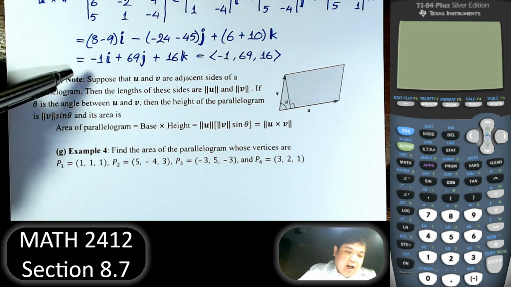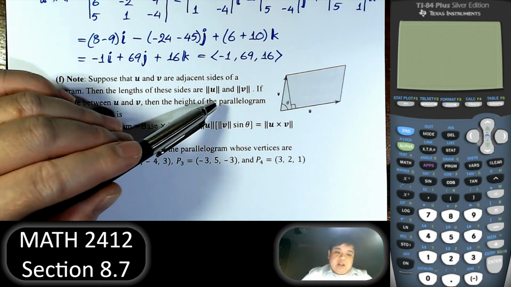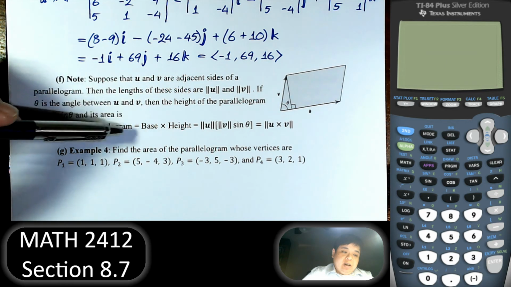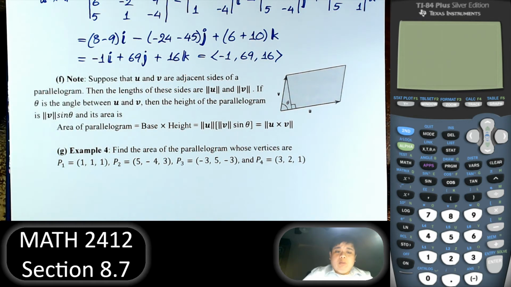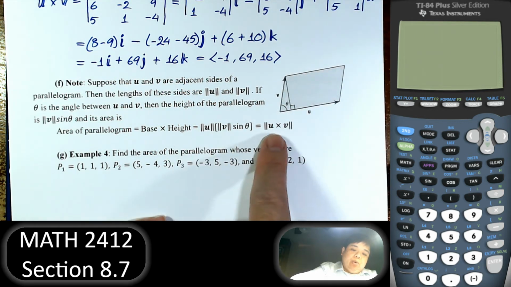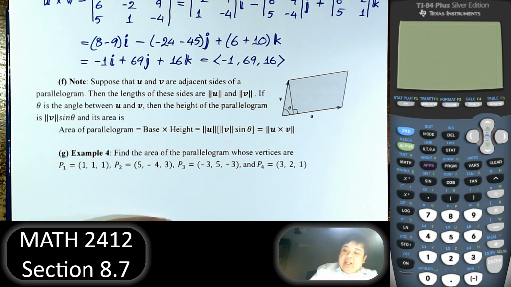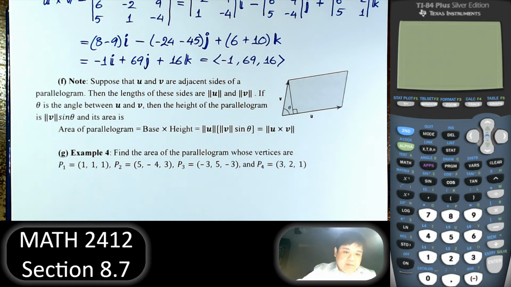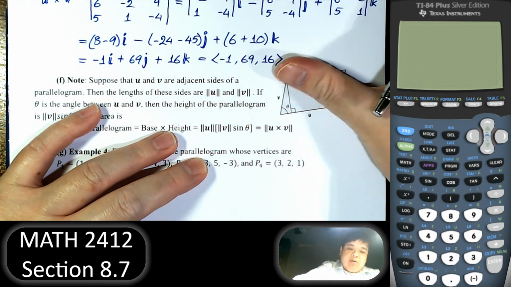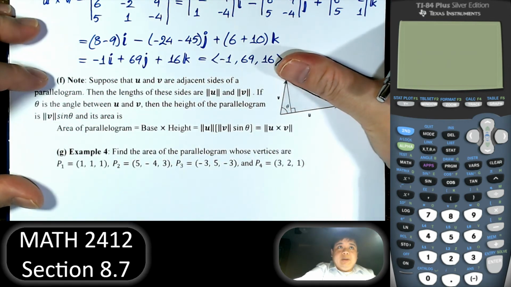Right, next, note, suppose u and v are adjacent sides of a parallelogram, then the length of this side is magnitude of u, and if theta is the angle between them, then the height of the parallelogram is given by this. Bottom line is the area of the parallelogram is going to be the magnitude of u cross v. So that's simple enough, right? Now, if we want half of it, which is a triangle, the area of that triangle containing vectors u and v is going to be half of that.